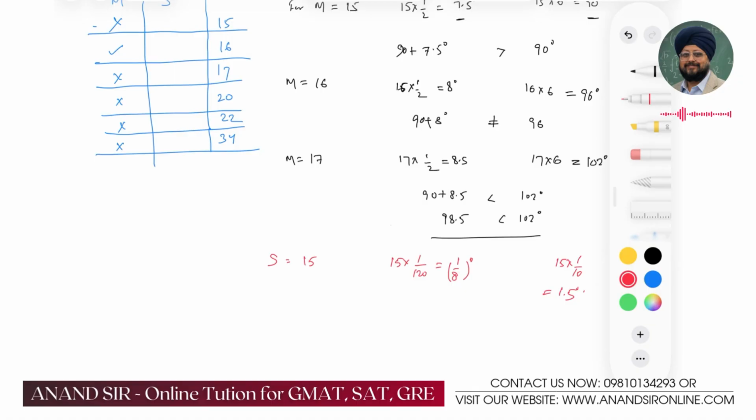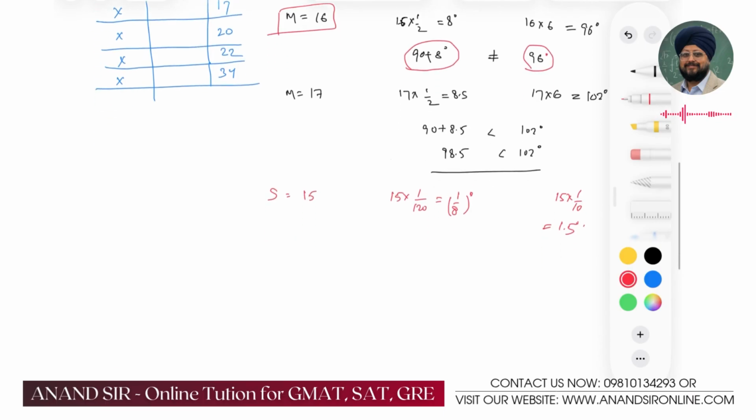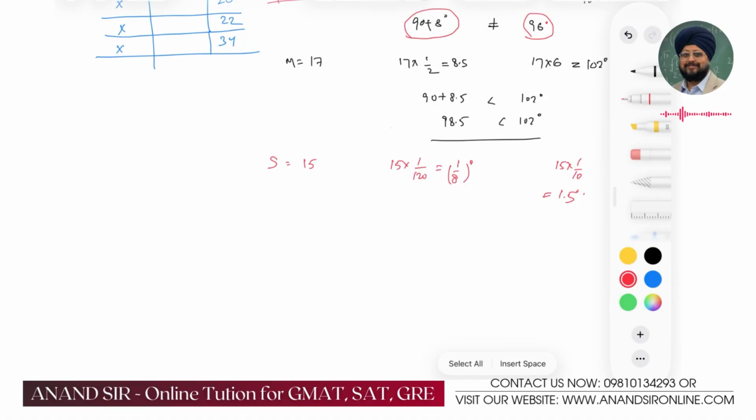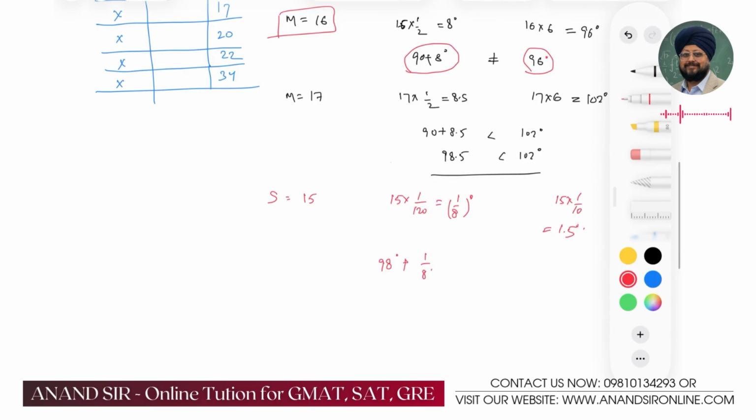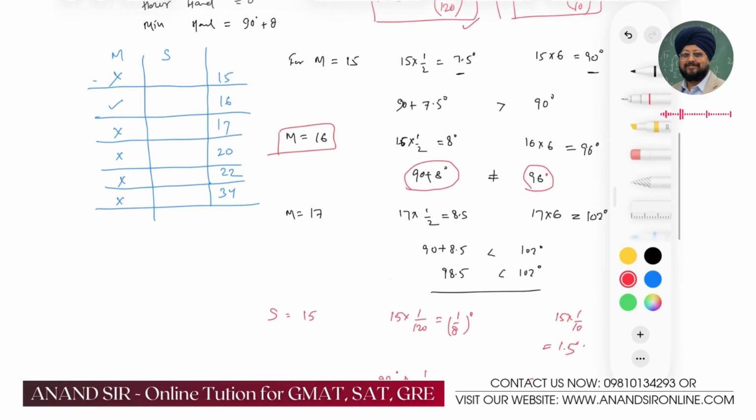We have already selected m equal to 16. Hour hand is at 98 degrees and minute hand is at 96 degrees, right? We have to add these degrees to what they have already covered at m equal to 16 minutes, right? So this is 96 plus 1.5. If I observe, this is 98 1 by 8 degrees, this is 97.5 degrees, so it is more, it is not equal. So at s equal to 15 seconds, it is not serving.